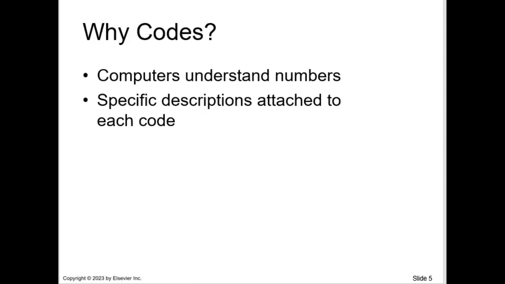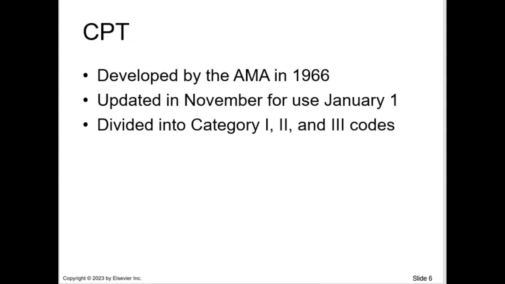So why codes? Computers understand numbers. We have specific descriptions attached to each code. CPT was developed already in 1966. It's updated every November, and we start using the new codes January 1st. We have 3 different categories, and once again, a new book comes out annually every year.